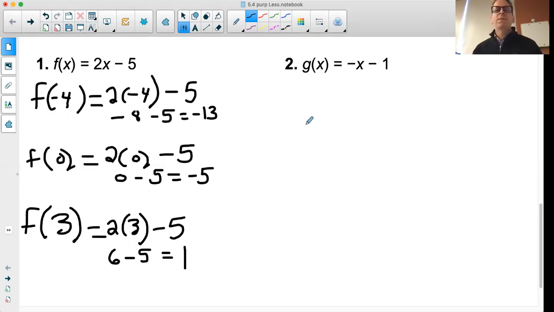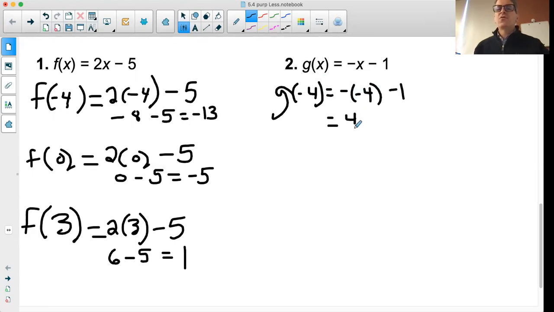Let's do another one. g of x is equal to the negative of x minus 1. Okay, so let's go ahead and evaluate g at -4. What I'm going to do here is take the negative of -4. Then I will subtract 1. So the negative of -4 is equal to 4. Subtract 1, and your answer to g at -4 is equal to 3.